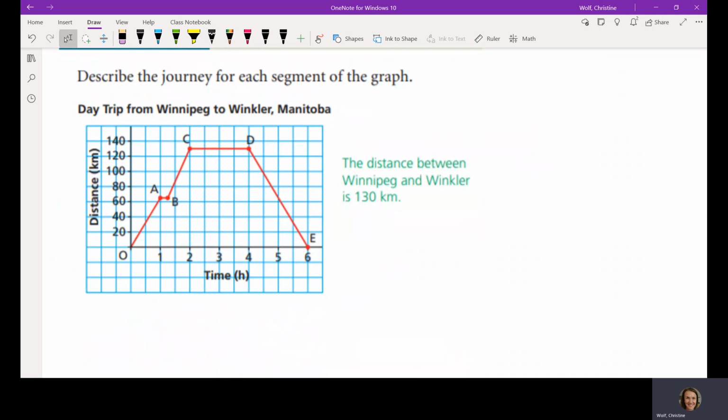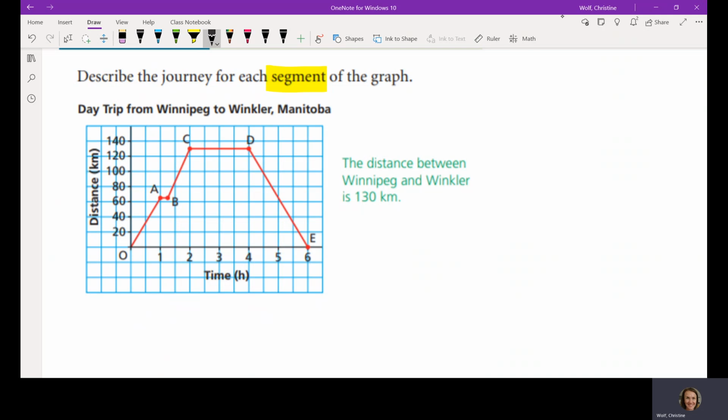Okay, this is a different type of question. This is a question where you have to describe someone's journey, okay? And we talk about segments. So describe the journey of each segment of the graph. And there is a question like this in your final assignment, okay?